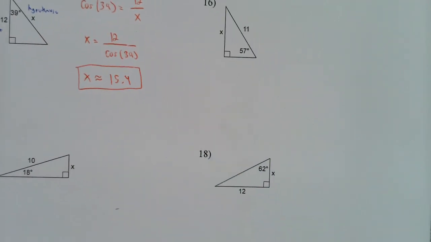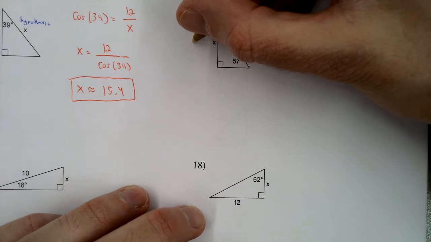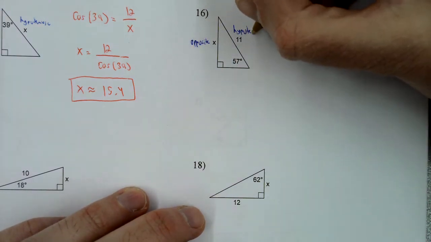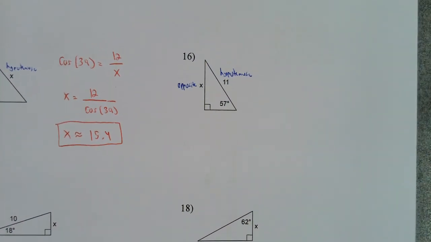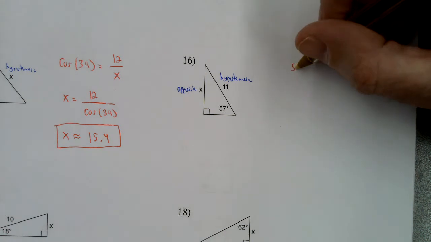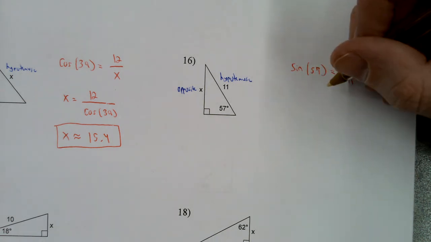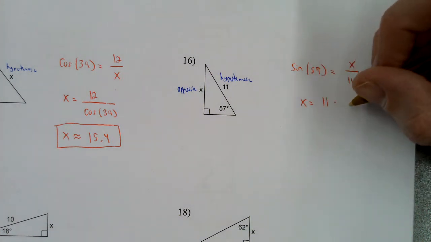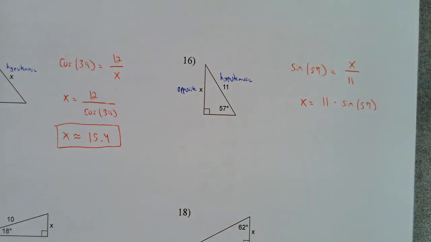Okay. 16, we have opposite and hypotenuse. So it'll be sine. Opposite, hypotenuse. Sine of 57 equals opposite x over hypotenuse 11. x equals 11 times sine 57. 9.2.